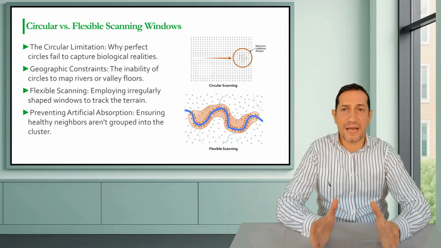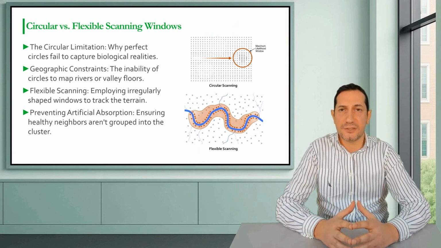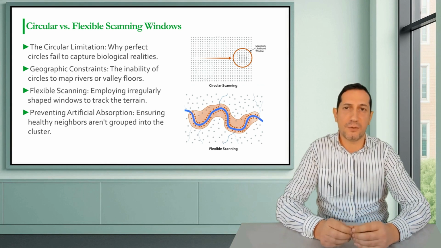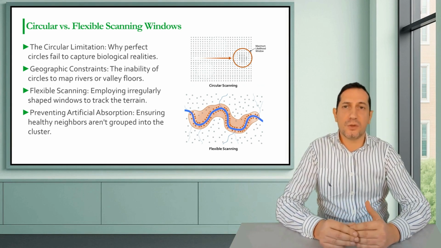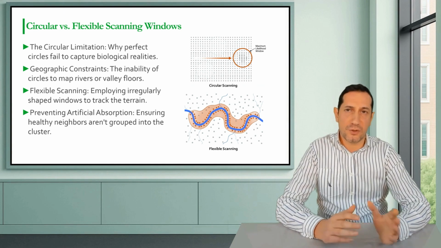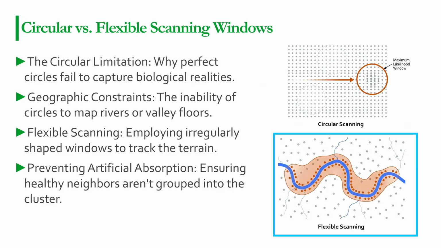Traditionally, the spatial scan statistic uses a circular window. This is computationally efficient, but it can be unrealistic because most biological patterns are not circular. For example, if a waterborne pathogen spreads along a winding river, a large circle may include the river. However, it may also include many healthy farms far from the riverbanks. This can dilute the signal and overestimate the area at risk.